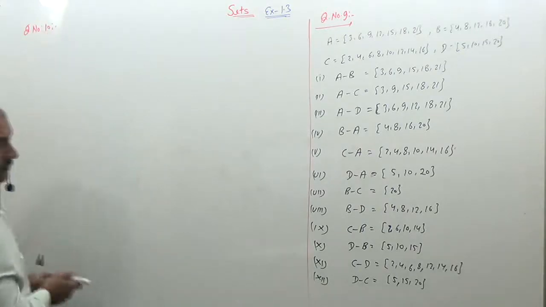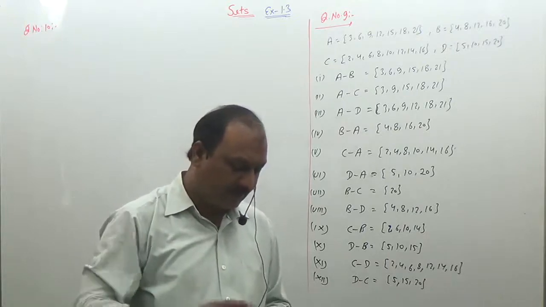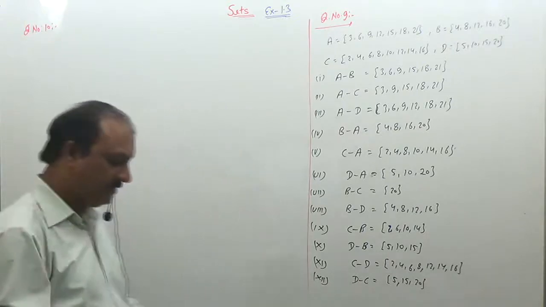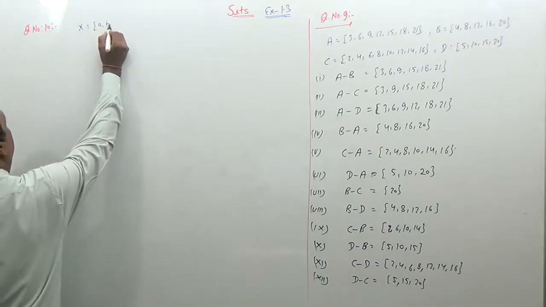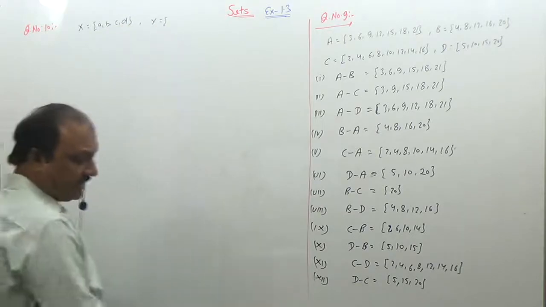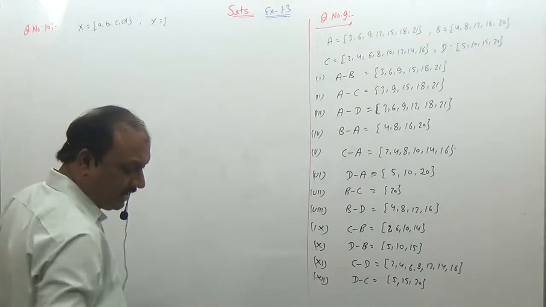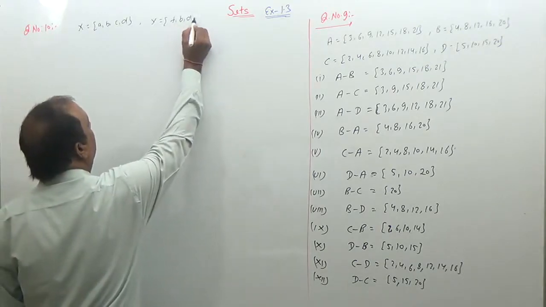Question number 10. In this question, there are the sets given as X: A, B, C and D. And there is another set given as Y: F, B, D and G.